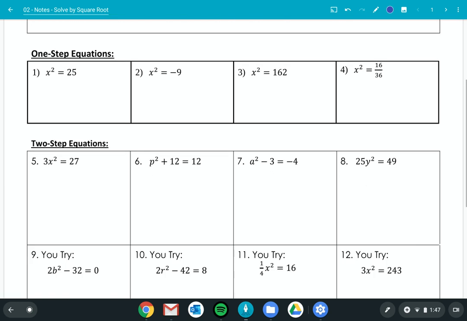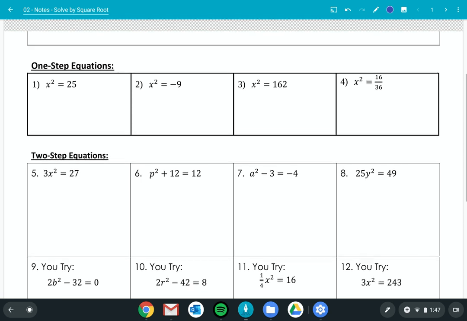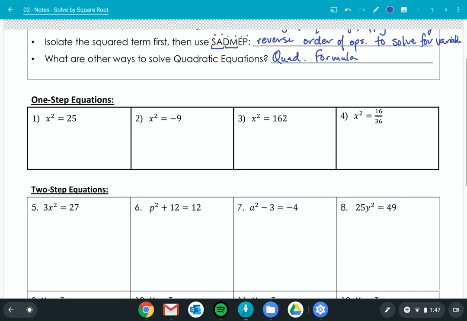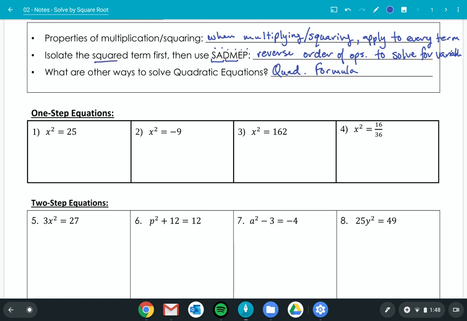We're going to go through different problems of varying difficulty. In particular, for this first section of one-step equations, we always want to get the squared term isolated. So ask yourself, what's being squared for problem number one? Hopefully you say the x. The x is the only thing being squared. So we ask ourselves, using our reverse order of operations, is there anything other than the squared term on this left side? No. So there's nothing I have to subtract, add, divide, or multiply away. The x squared term is by itself.